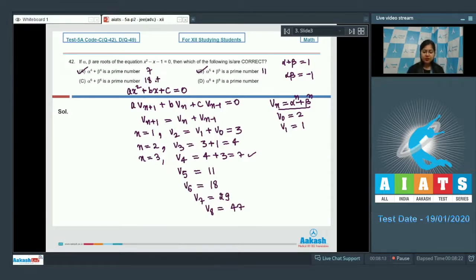In option number D, this is 47, which is again a prime number. So the correct answer is option number A, B and D.